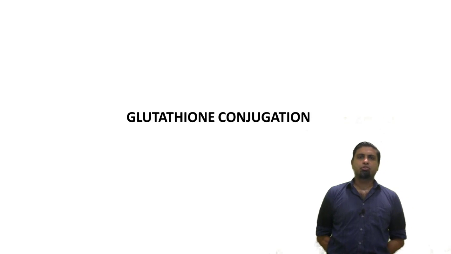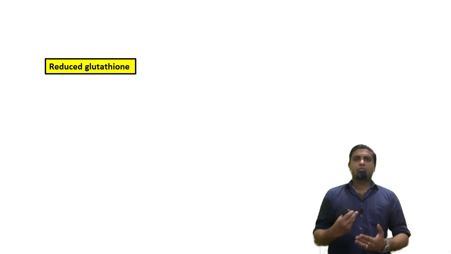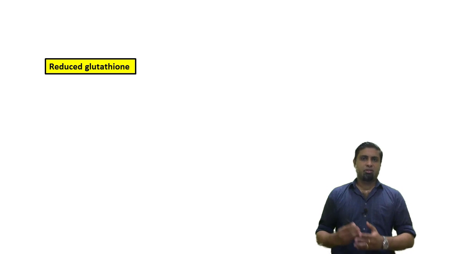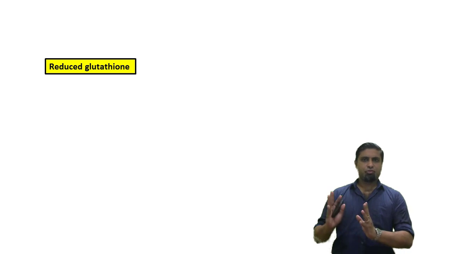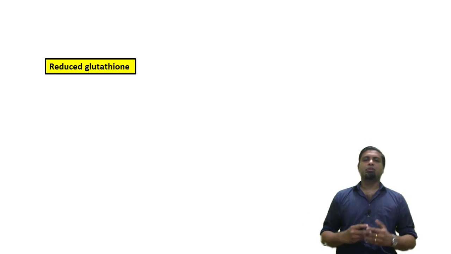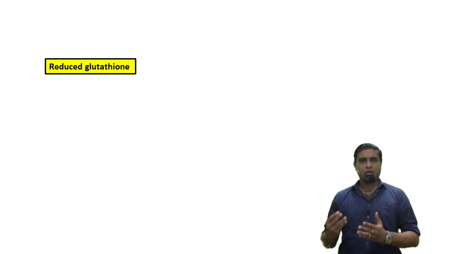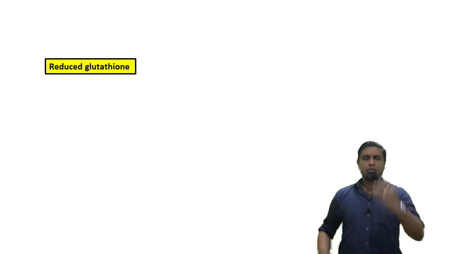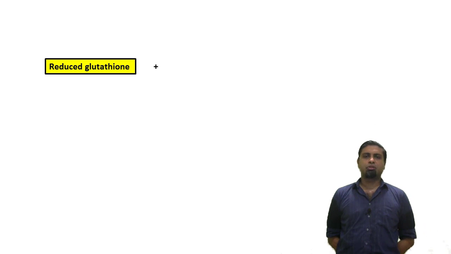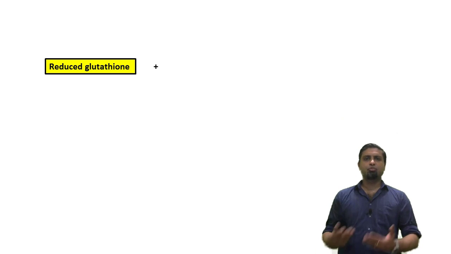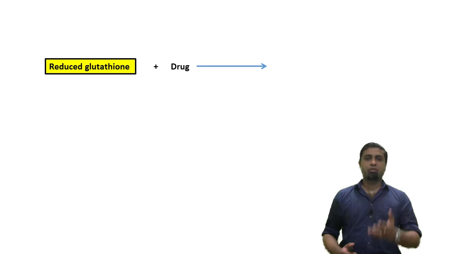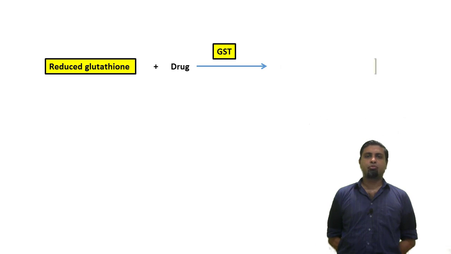Now, regarding glutathione conjugation, a lot will be spoken about regarding glutathione in different discussions about the role of reduced glutathione in drug-induced hemolytic anemia. But that's for another discussion. Here, we shall focus upon the use of reduced glutathione in phase 2 metabolic reactions. Now, glutathione is a protein which is found almost in all cells. Drugs may combine with reduced glutathione in the presence of glutathione S transferase to form conjugated products or conjugates, which are harmless and can be excreted.